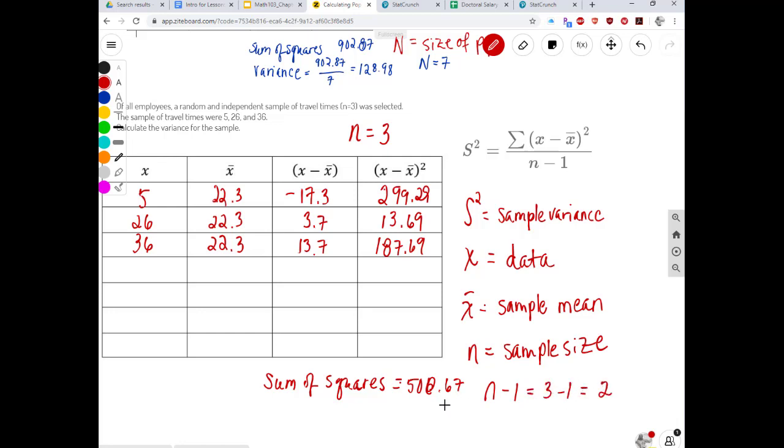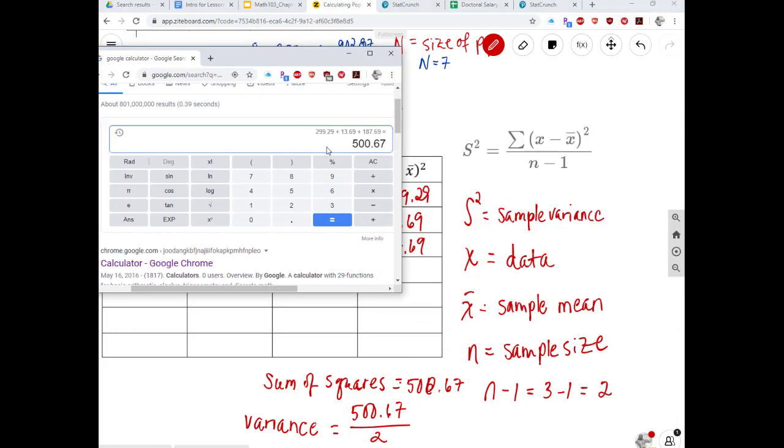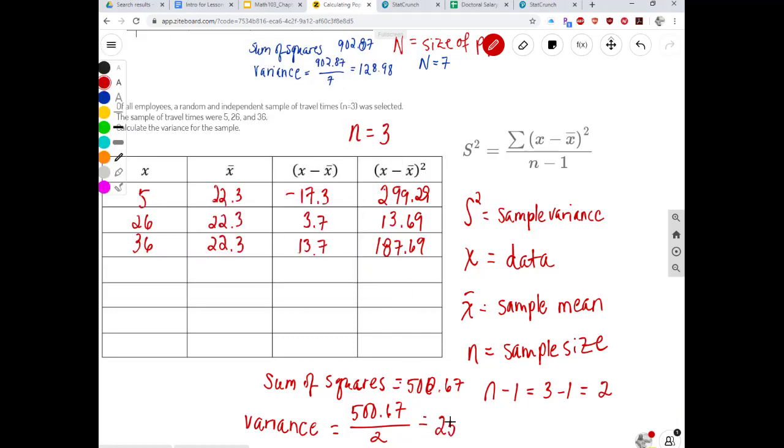So I'm going to take my sum of squares, and I'm going to get that my variance equals 500.67 divided by 2. And if I go over here and I divide this number by 2, I get 250.34. And this is my sample variance.